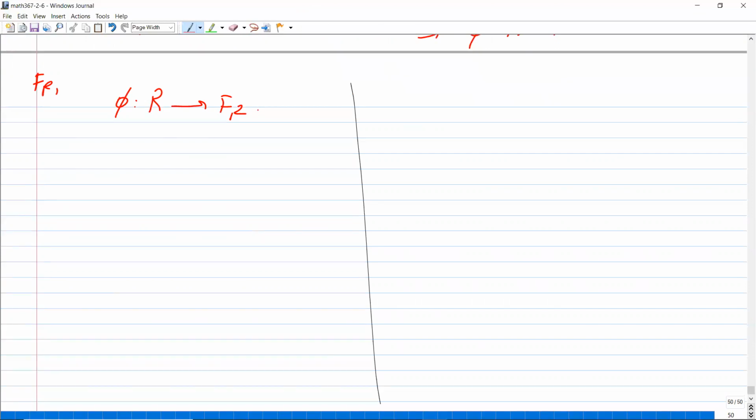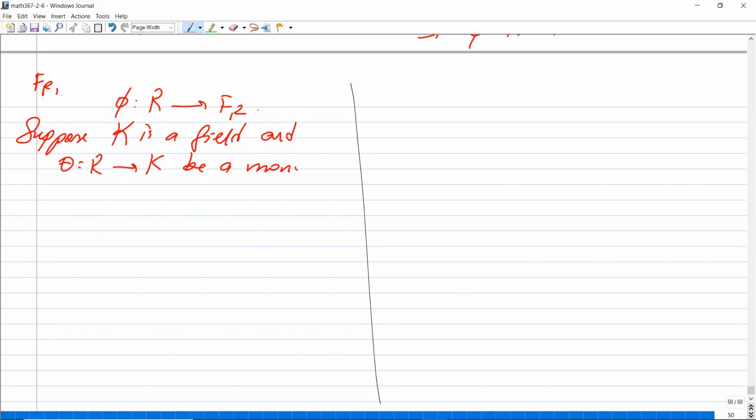Now suppose that K is any field, and theta from R to K is a monomorphism. So we have this diagram: R to F of R is phi, theta goes to the field K. We need to show that there is a homomorphism F like that, so that this diagram commutes.